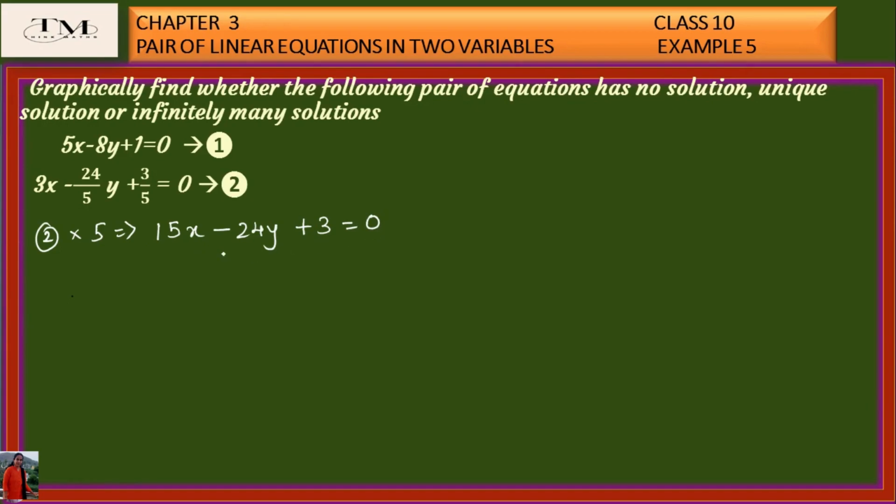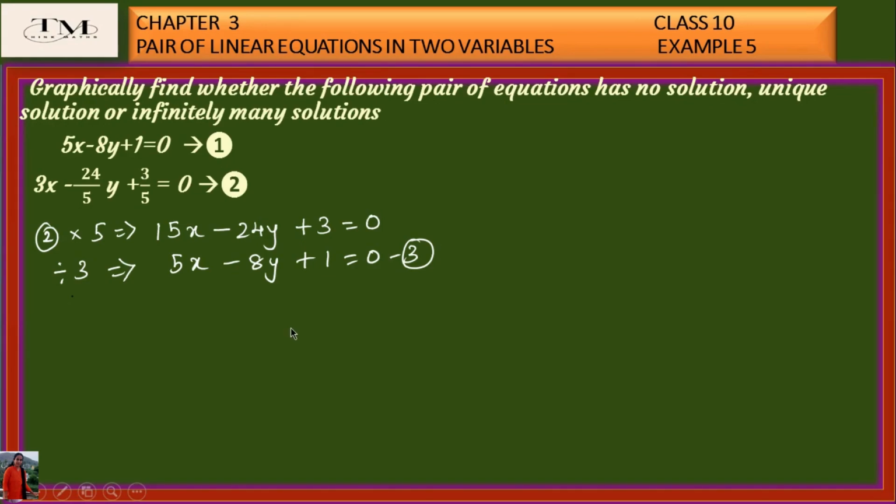So these are all multiples of 3, so you can divide this equation by 3. It will become 5x minus 8y plus 1 is equal to 0. So this is the third equation. If you compare the first equation and the third equation, both the equations are same. So if both the equations are same, the solution will be same and infinite.